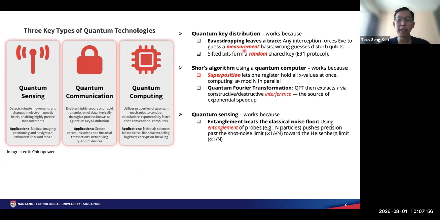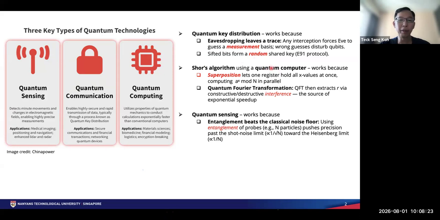And if you use one of those protocols of sharing this key called ACID-91, you will get a truly random shared key. And these are the result of the inherent randomness that quantum theory says is part of nature.